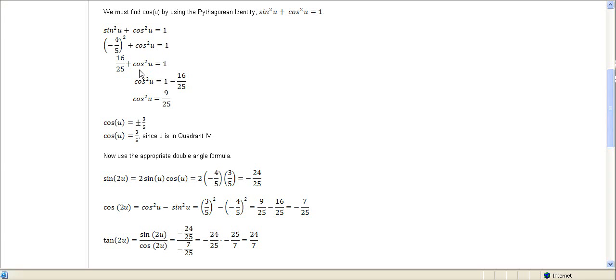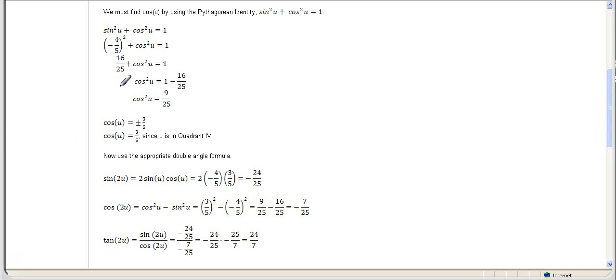And now it's just a matter of solving for cosine. We subtract 16 over 25, and recall that 1 is really 25 over 25 minus 16 over 25, and so we get 9 over 25. And then if we apply the square root property, we get cosine u is plus or minus the square root of 9 over 25, which is 3 over 5.